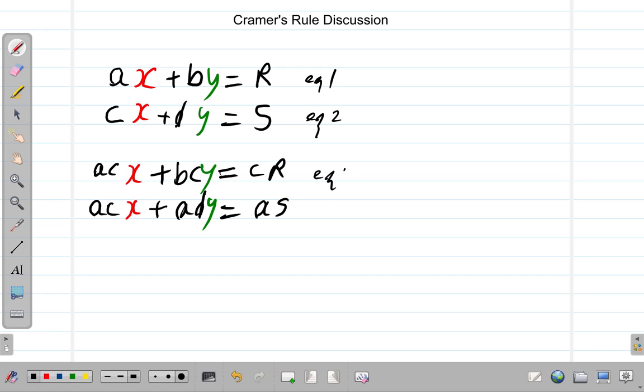Now let's call this equation 3 and this equation 4. Let's subtract equation 3 and 4. Equation 3 minus equation 4: ACX minus ACX is 0. X is eliminated. BCY minus ADY equals CR minus AS.